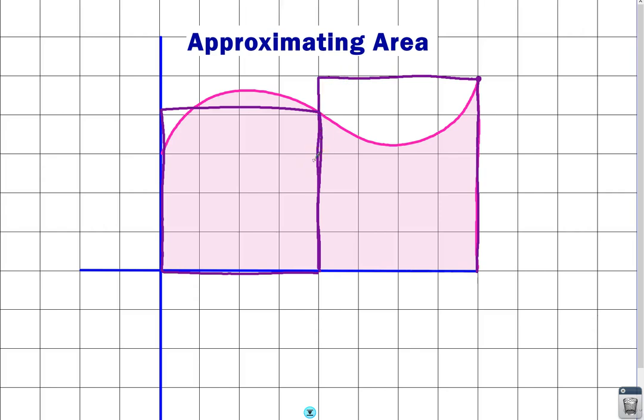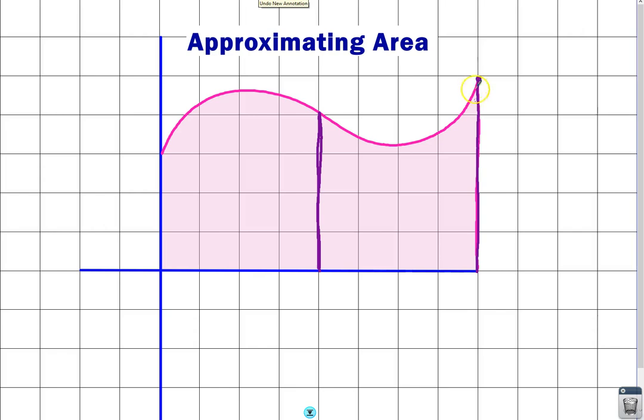This one is going to be kind of an over approximation, but for this side over here, it's hard to know for sure if it's an over or an under approximation. It's pretty close, but it's closer than what we had before with one big rectangle. Well, how could we make it even more accurate? We could increase the number of rectangles. So instead of 2 rectangles, what if we did 4 rectangles?